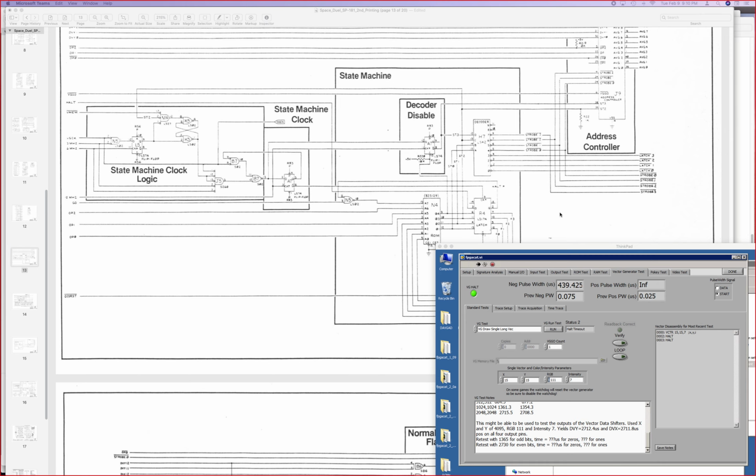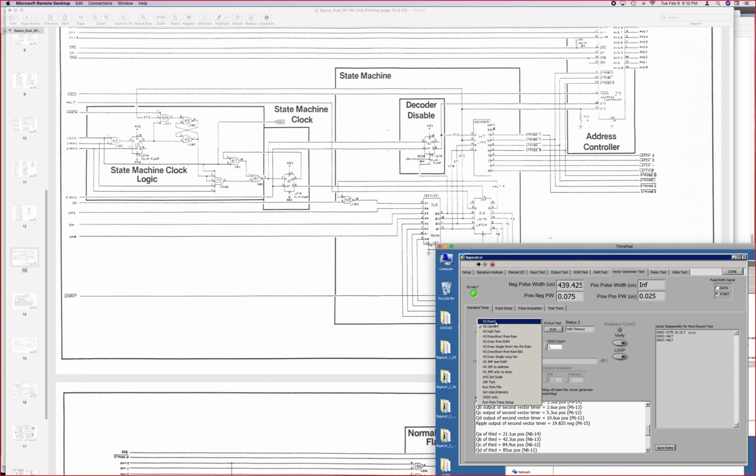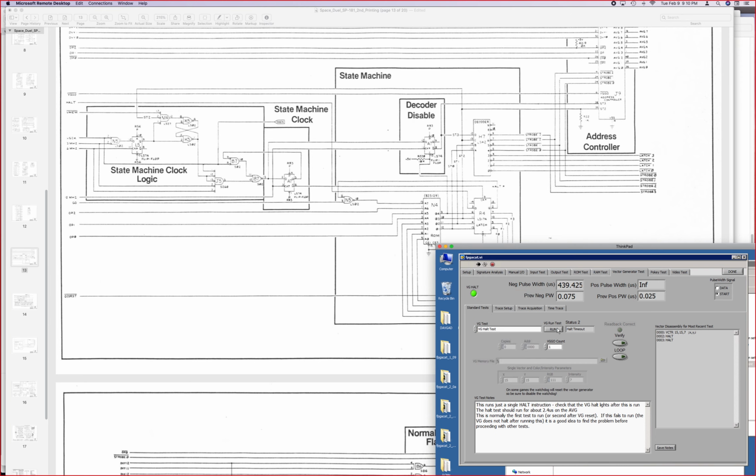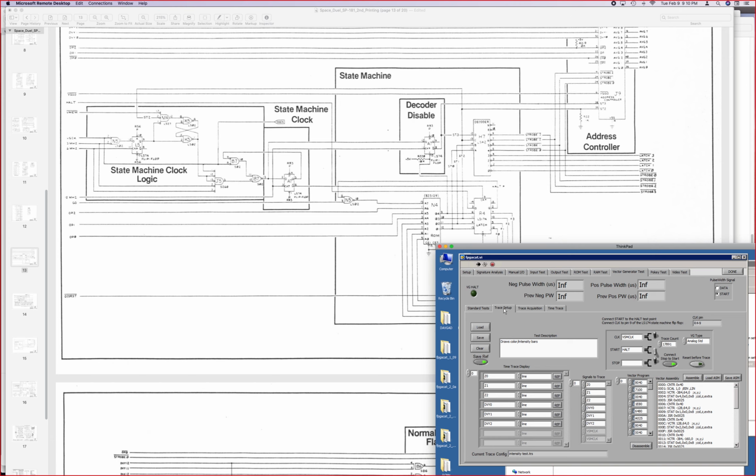Okay, so Space Duel. First test you run is halt, right? Run halt. Oh no! Oh no! It went off to La La Land. We can reset it, and it comes back. But if we run halt, not happy. So let's do a trace.